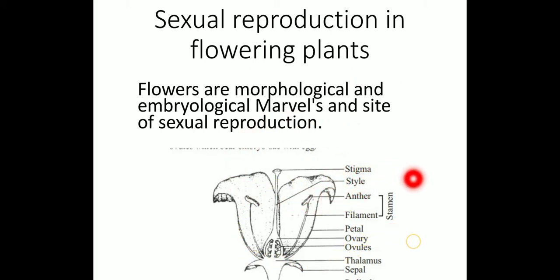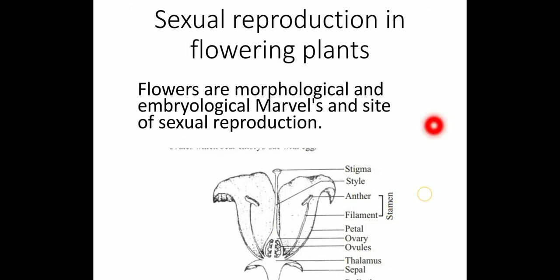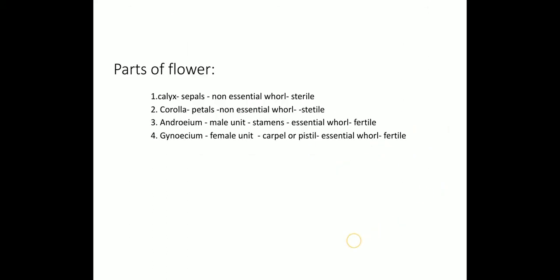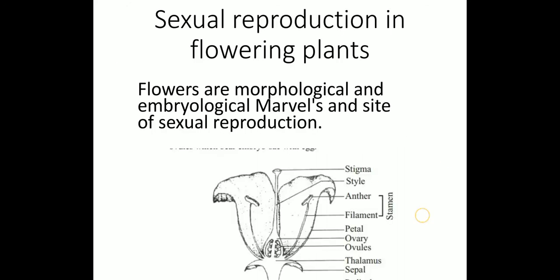A flower consists of four whorls called calyx, corolla, androecium and gynoecium. This portion is called a calyx. So the calyx, this portion is a calyx. Calyx is made up of sepals, and the sepals are the green part of the flower which protect the flower in bud condition. The second part, these parts are called a corolla.